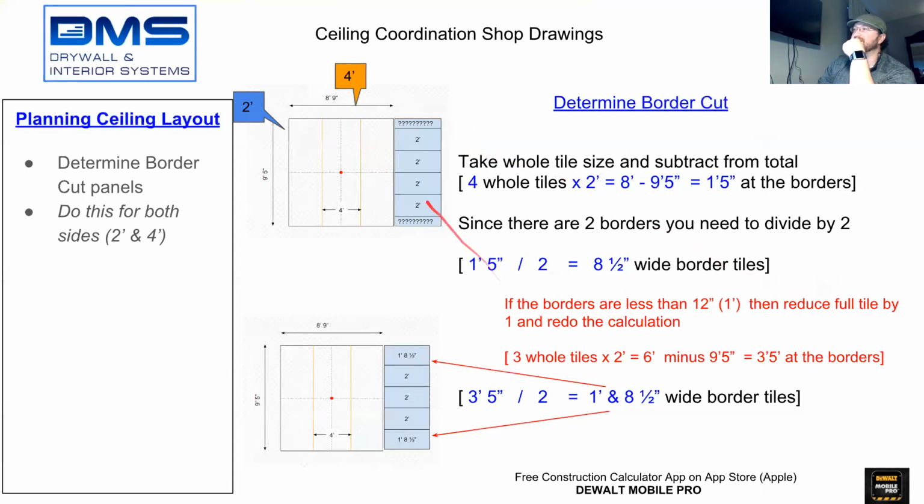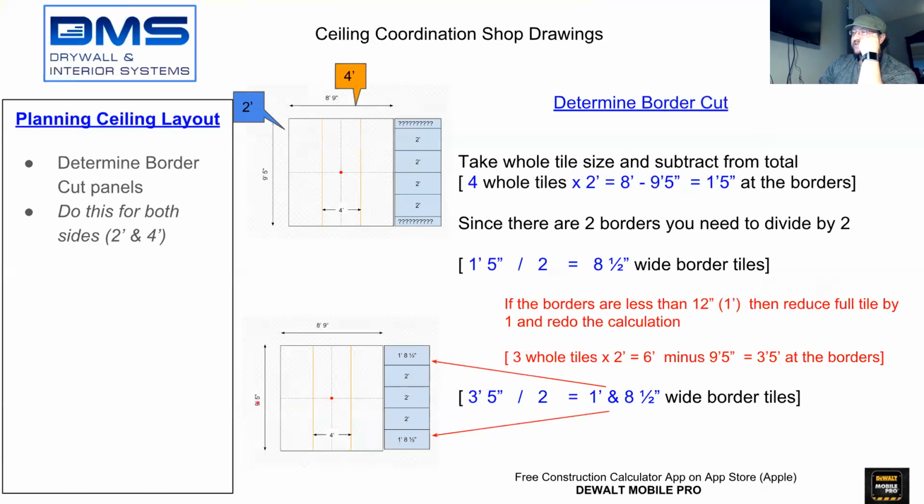So in this example, since the 8.5 inches is too small, what we're going to do is reduce by 1 tile. So you'll see up here we had 4 tiles. Down here we have 3 full tiles. Since it's 3, the middle tile has to be put in the center of the line. So now we have 3 full tiles. 3 full tiles times 2 feet is 6. So we have 6 total feet being used.